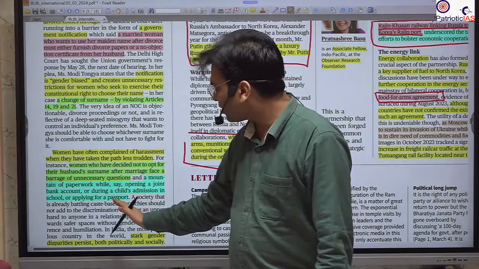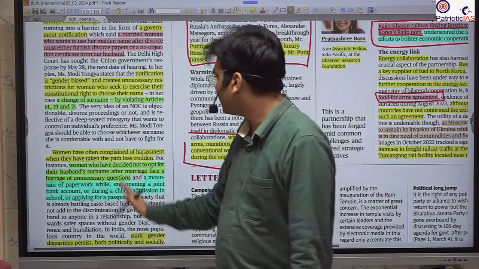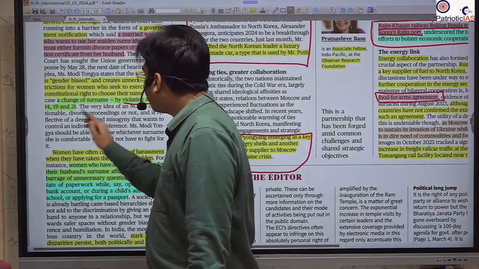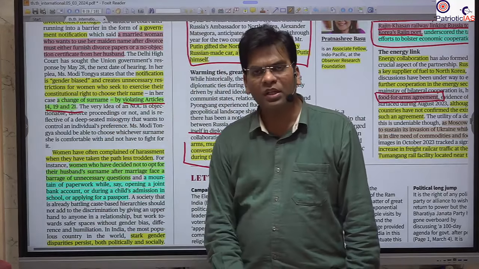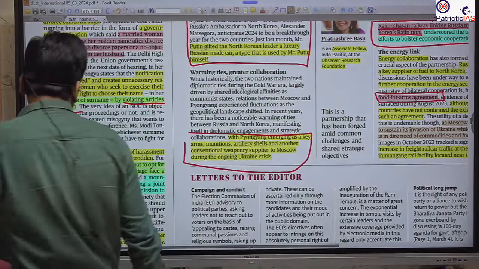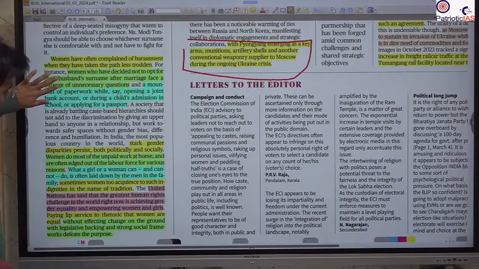This is the condition. This represents inequality. This represents the violation of Articles 14, 19 and 21. This is the case that has been discussed. Such rules still exist, so what type of mindset do we possess?